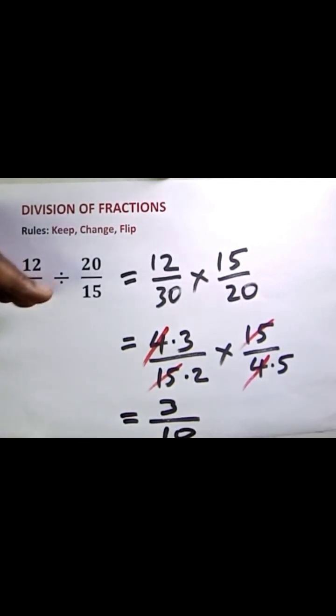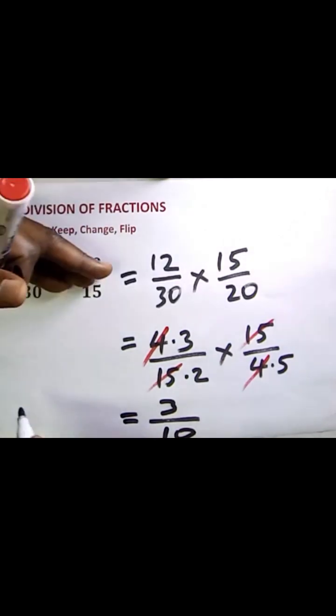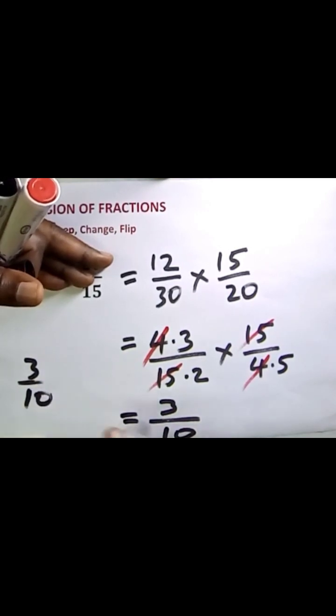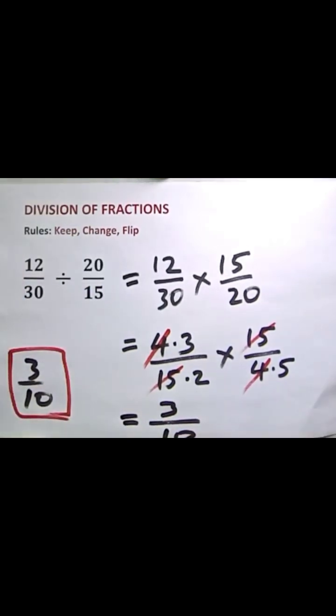Let me make it clearer. The answer is 3 over 10. So that's our answer. And guys, that's the end of division of fractions. Just remember, keep, change, flip.